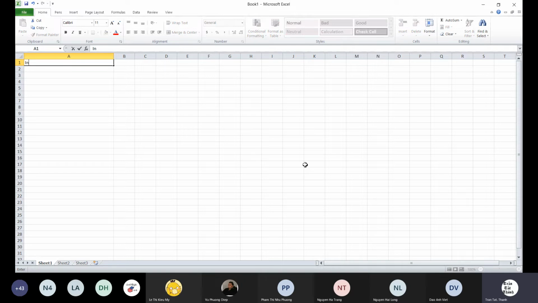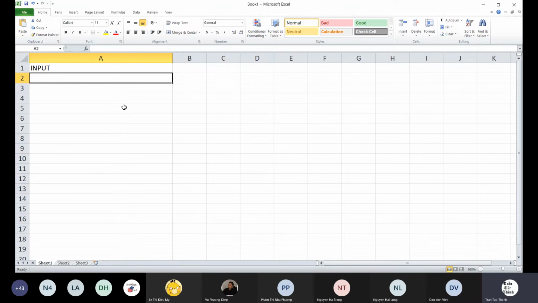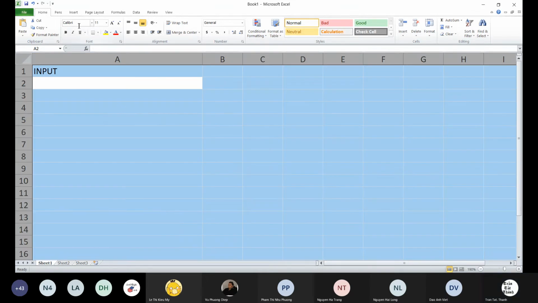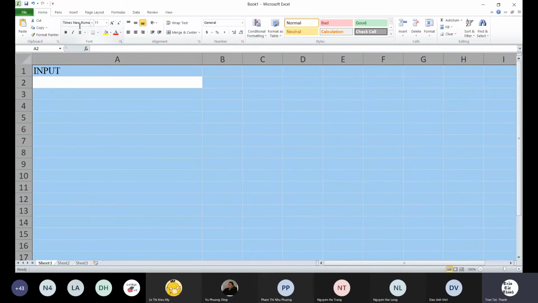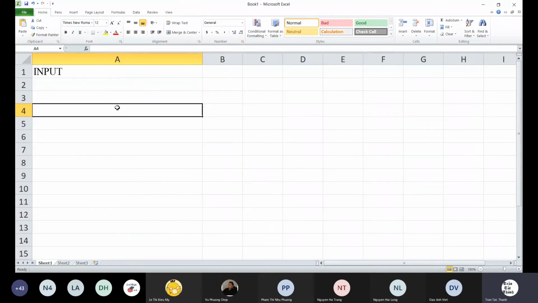That one we call the input. The first part is going to be the input of the project. I'm going to make it in capital letters so you will be able to see it better. So that's the input.